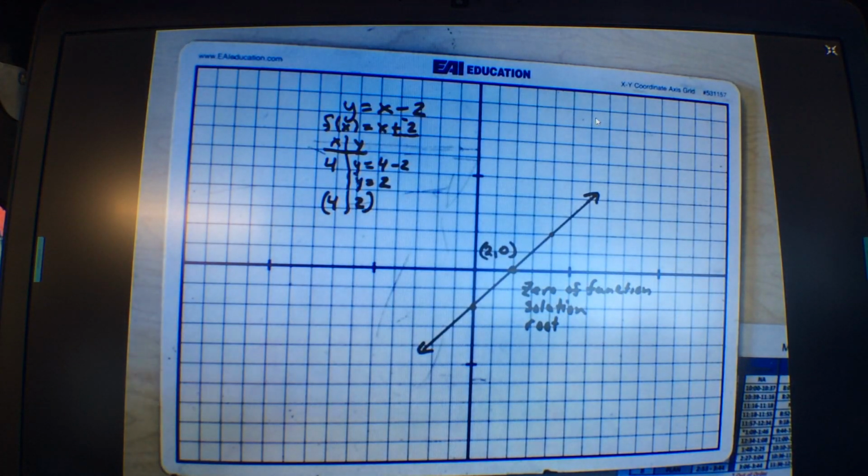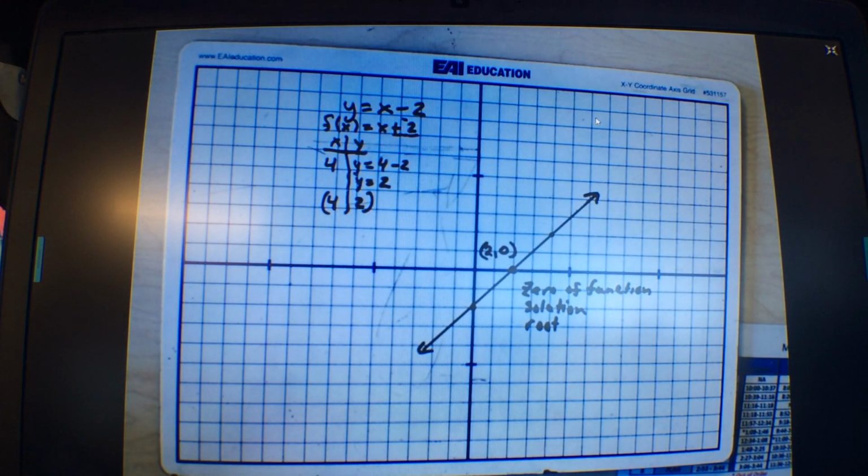Does that make sense to you? So that's what y equals? No. That is where this line touches the x-axis. All zeros of the function are where the line touches the x-axis. Let me say that again. All zeros of a line, of any graph, are where it touches the x-axis.